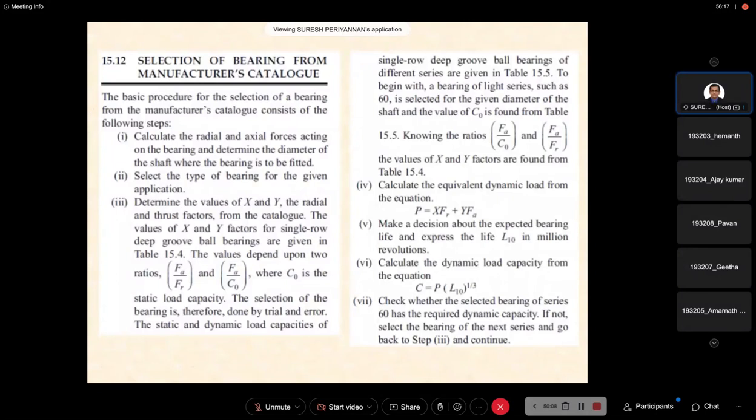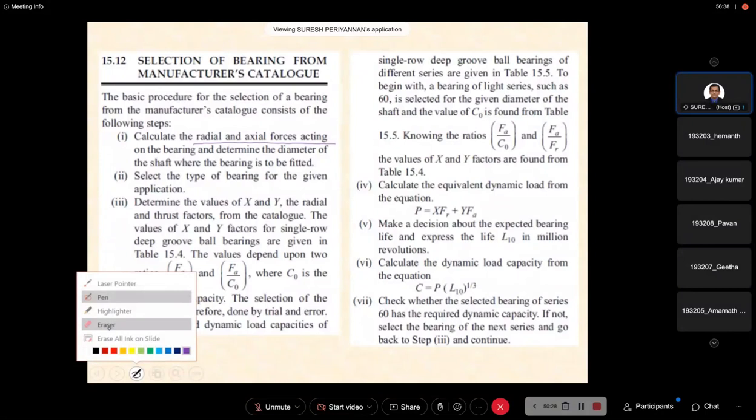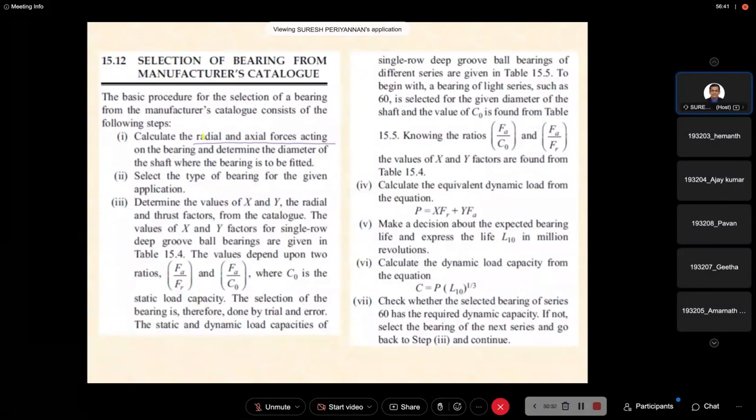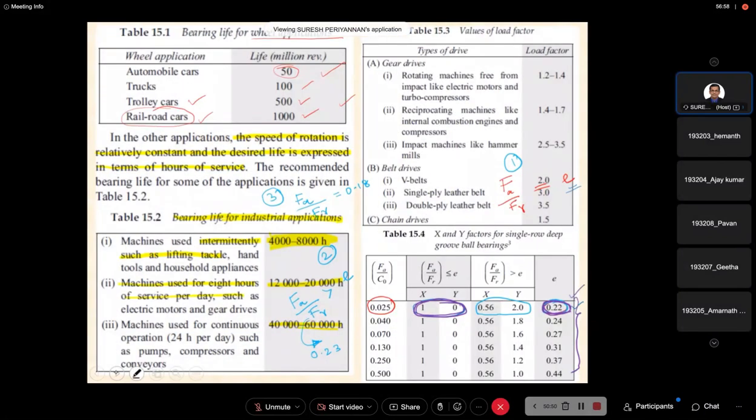The basis is the selection of bearing from the manufacturer catalog book. First, you see here the basic procedure for the selection of bearings. We should follow these steps while designing the bearing. In the problem, first calculate the radial and axial force acting on the bearing. If we know this force, we are able to find the diameter of the shaft. If we know the diameter of the shaft, we know the inner diameter of the bearing, because that information is required. I will tell you in the next table.